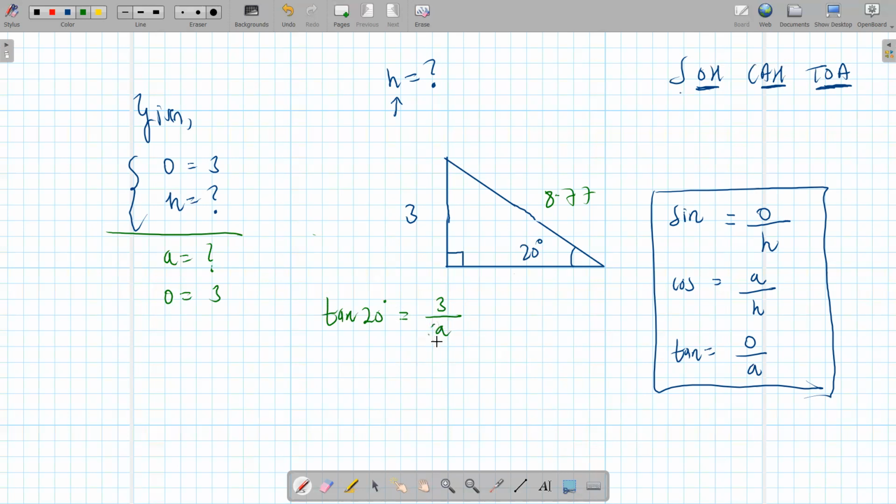Whenever the unknown is in the denominator, you have to multiply both sides by the unknown, okay? Like that. Because this is going to cancel out with this. So on the right side, we have 3. On the left side, we have A times tan 20. How do we solve this for A? You divide. Yeah, why don't you try dividing 3 over tan 20 and tell me what you get.